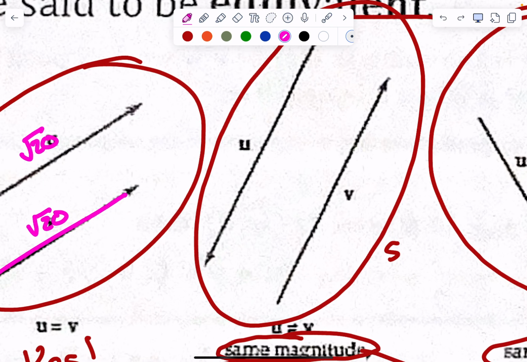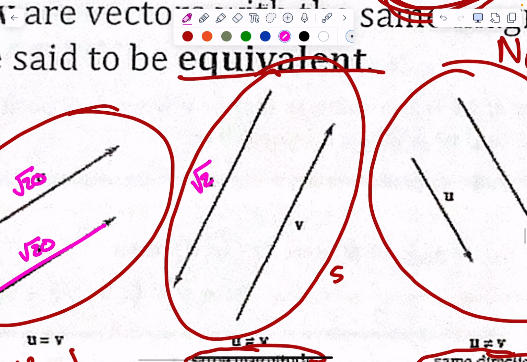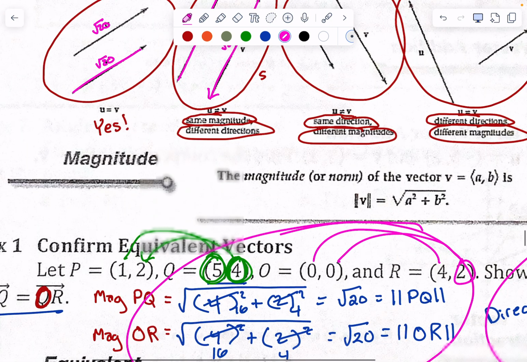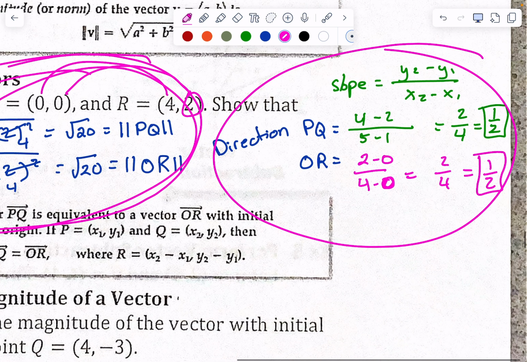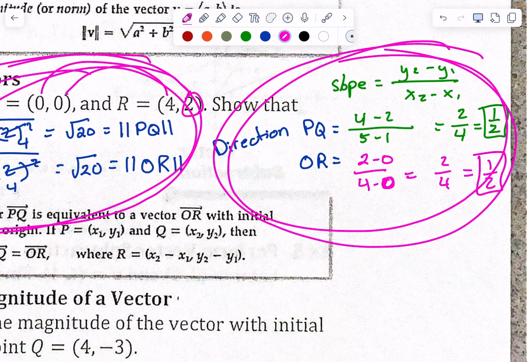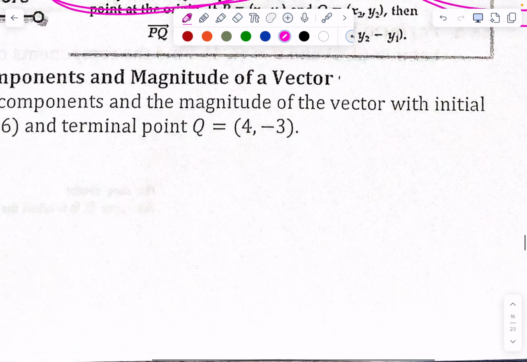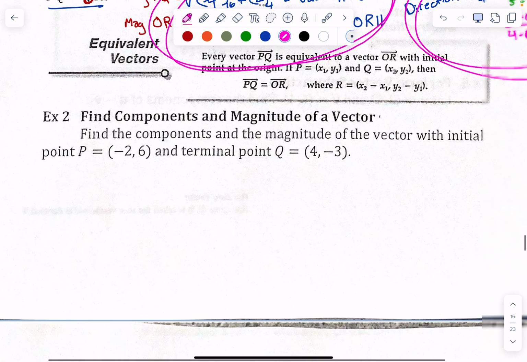Yes. Now, it could have been that the square root of 20 and the square root of 20 checked out, but we can't stop there because one of them could be going a positive 1/2 and one of them could be going a negative 1/2. So we have to check both of them, and that's the important part. The magnitude has to be the same, which is the distance formula. The direction has to be the same, which is the slope formula. Got it?